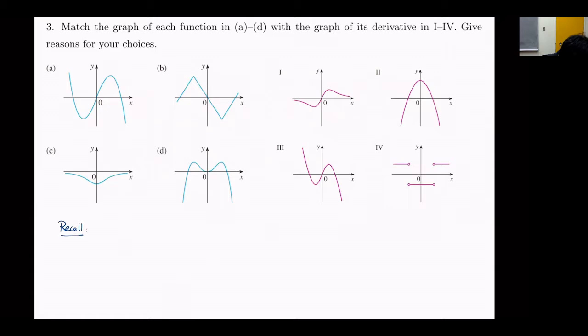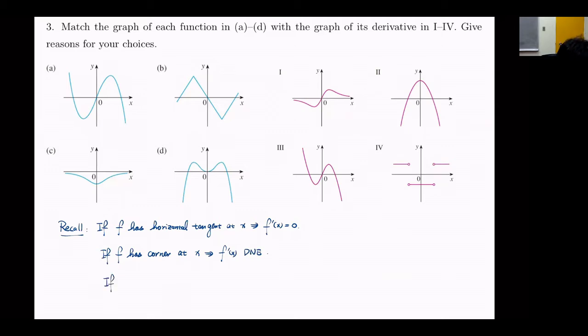So first, if f has a horizontal tangent at the number x, this implies f prime of x takes 0. Another thing is if f has a corner point, f has a corner at x, this will also tell me that f prime of x does not exist. And the other thing you need to know is if the slope of the tangent is large, this is actually going to tell me that f prime of x is large. So these are the 3 conceptual points that will help us to tackle this problem.